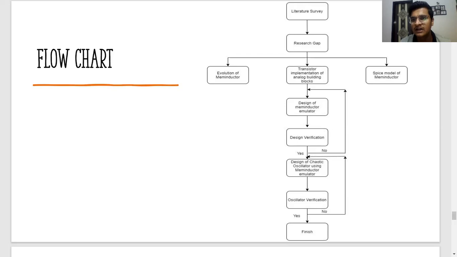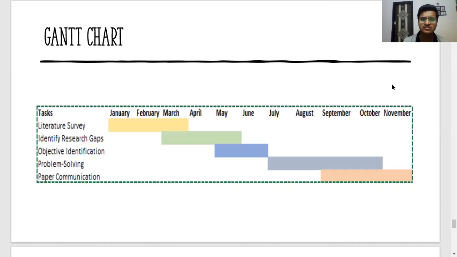So this is the work that we have done: literature survey, research gap. After finding the research gap, we implemented the analog building blocks. Then the design of the Meminductor emulator, design verification. And if it didn't work, then we have to design it again. And the same for the chaotic oscillator circuit. And after finding the research gap, we studied the evolution of the Meminductor and the SPICE model of the Meminductor as well.